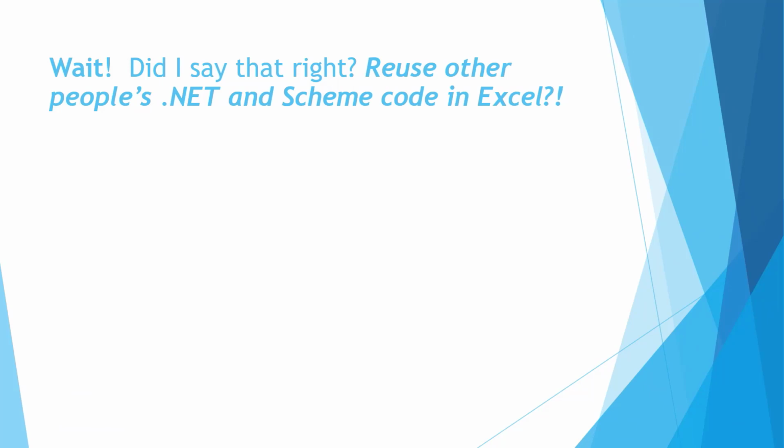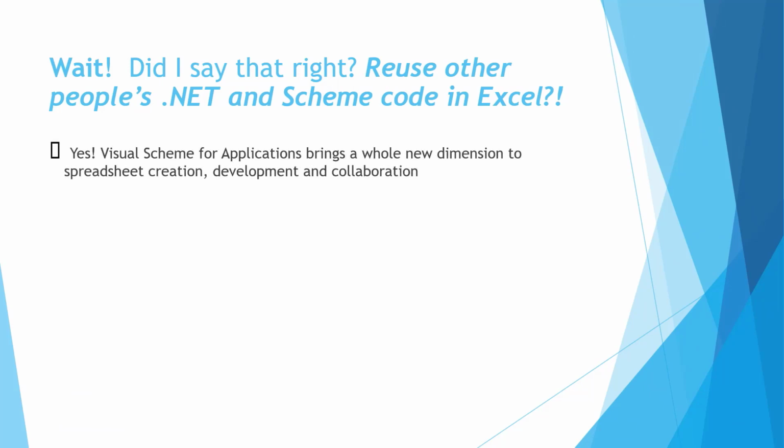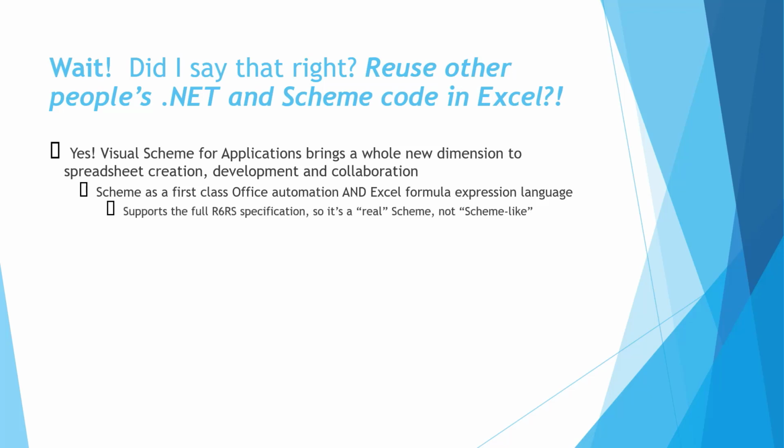You heard me right. With Accelerate for Microsoft 365, it's now possible to reuse other people's .NET and Scheme code. Both are deeply integrated into Excel in a value-added way. VSA is a first-class Office automation and Excel formula expression language. It supports the full R6RS Scheme specification, so it's not a half-baked or experimental Scheme implementation. As a proper Scheme, it supports metaprogramming as well as higher-level functional programming abstractions.